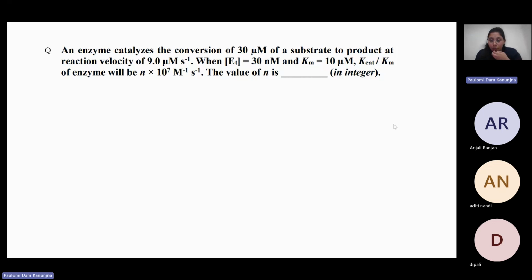Also, I would like you to point out one more thing. If you look into this question and the values given, they are in micromole unit, while the answer is required in moles. So micromoles and moles. So you need to convert that. Also, the units need to be checked and taken care of.